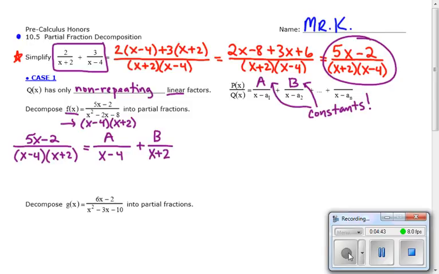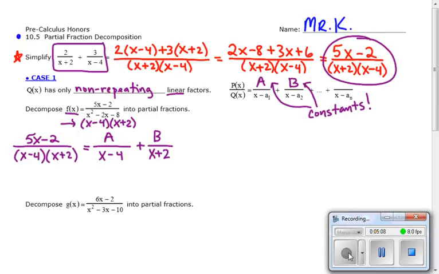You see how I've set up the problem. I wrote down my original expression on the left, and then I've set up that I'm going to have 2 single fractions of some constant over x minus 4 plus some other constant over x plus 2. We don't know what those constants are, and that's really what we're going to do: we're going to find the values of A and B, and that'll be our answer.